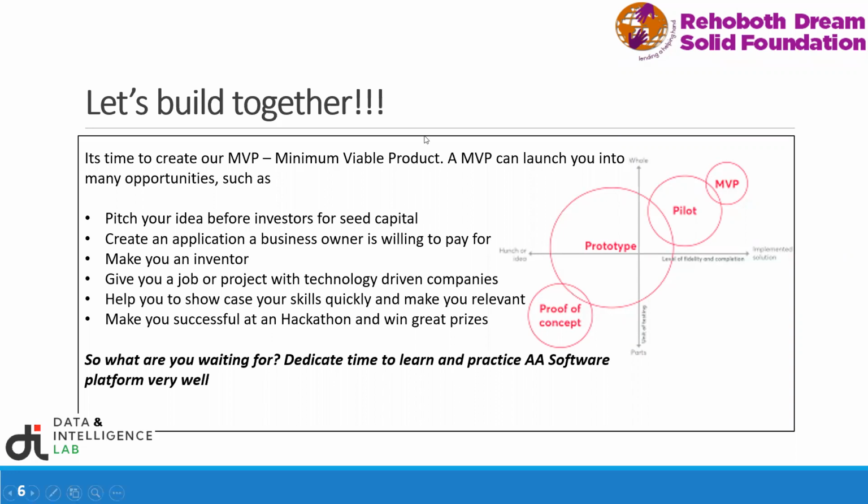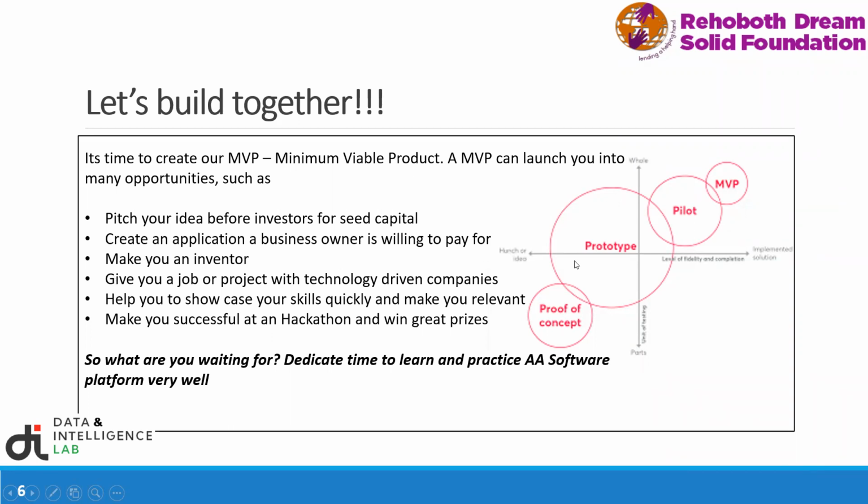So if you're able to do this with Alpha Software and it even has features of what the app is looking like, people can log in, they can test the app, then you'll be able to convince your investors or people who are interested in your ideas to put in money. Then you can also use this to quickly scale up to create applications for businesses, and business owners might just be willing to pay for it. So you see, this is a special skill that quickly launches you into the market and makes you very relevant.